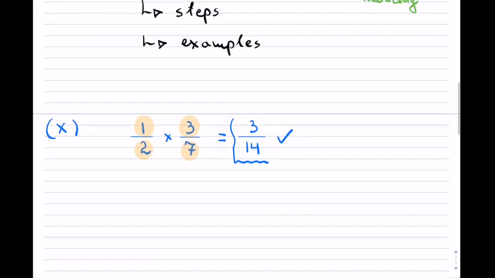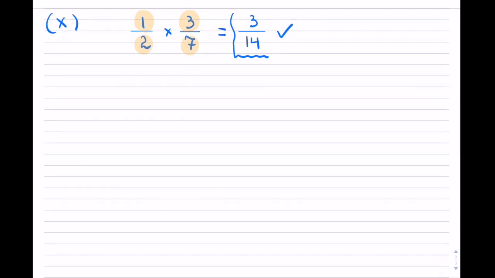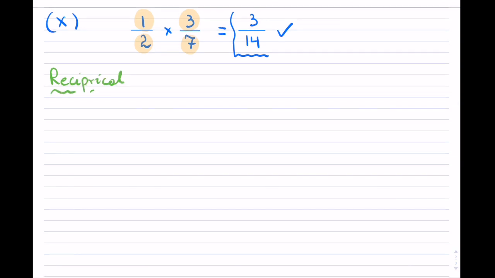Now, the next item on our agenda here is this reciprocal. So it's good to know what a reciprocal is. And that reciprocal helps us when we're dealing with division of fractions. For instance, if I take this 3/14 that I just got in my answer above, the reciprocal of 3/14 is nothing else but simply swapping the numerator and the denominator. So my answer would be 14/3.